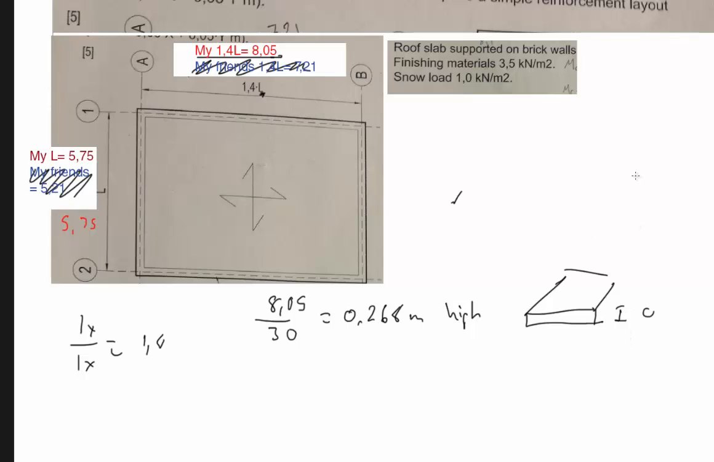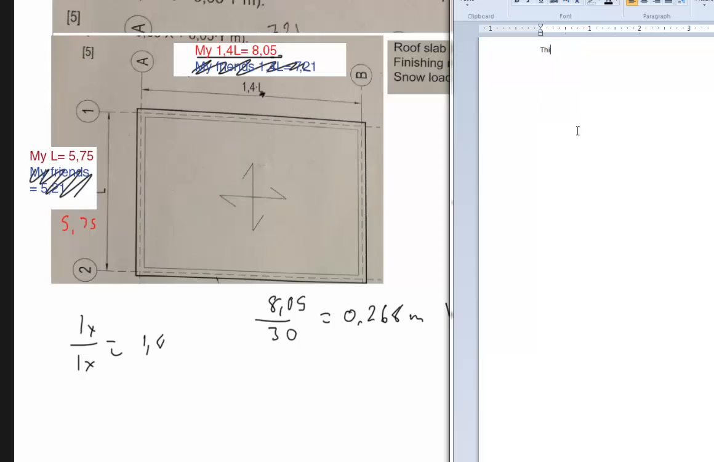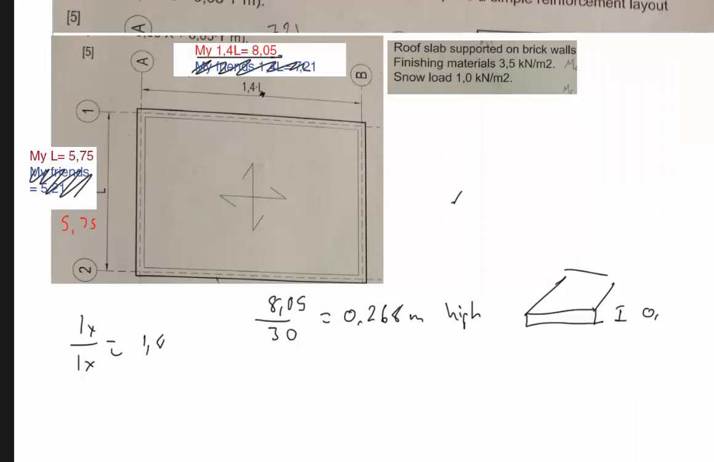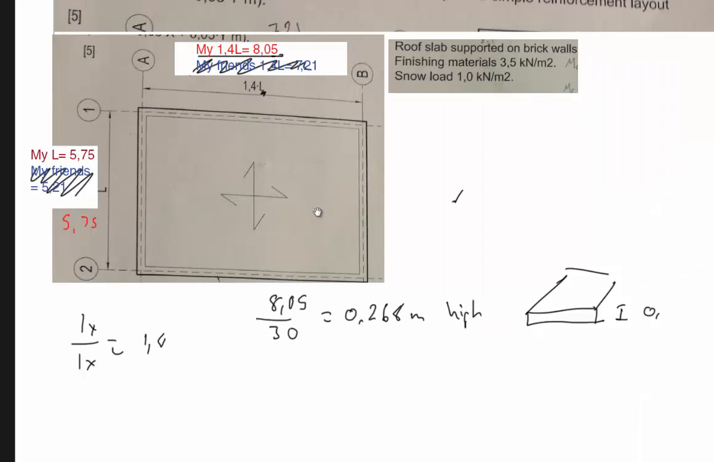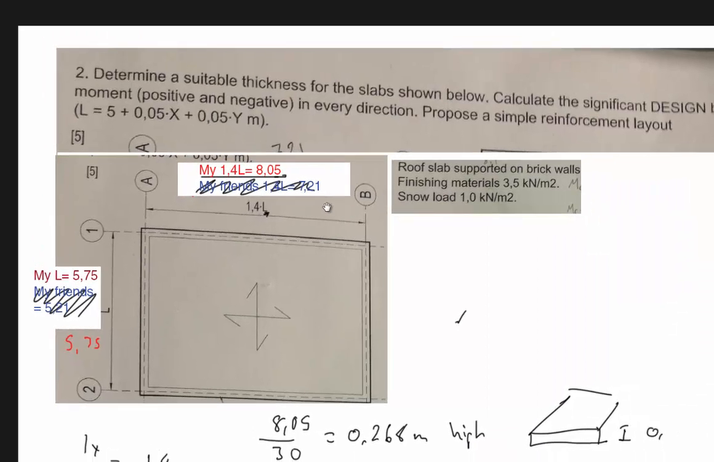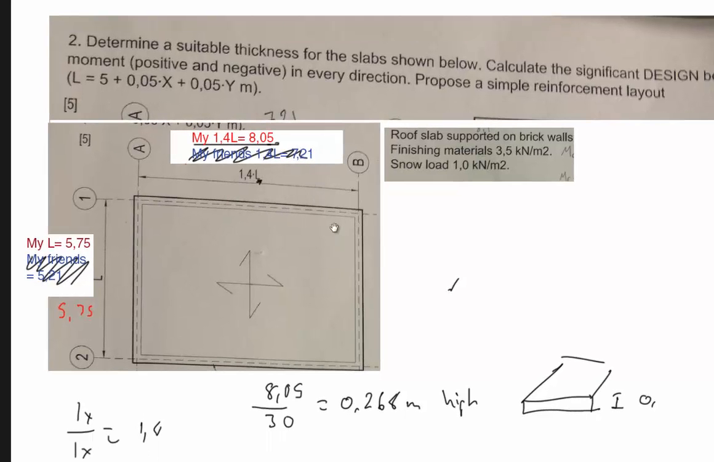Okay, so that's step one. Let's write it down to make mental notes. So thickness, then next, the relation Ly over Lx, and then we calculate the loads. Q. So here, I don't really know. Why shouldn't we also? No, probably not. Okay, so now we actually don't know.